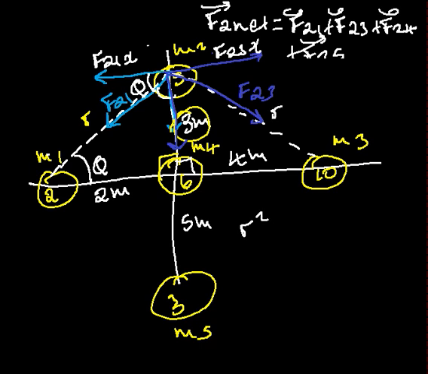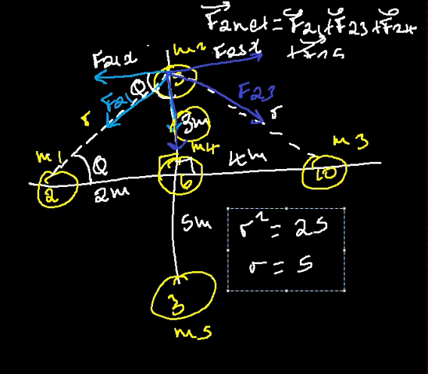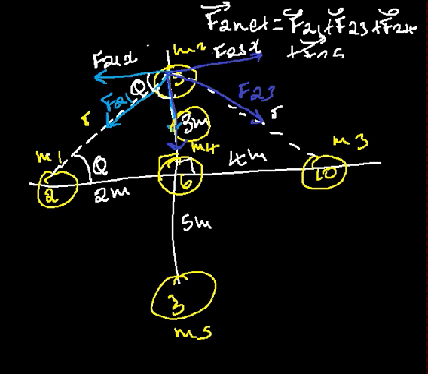R squared is 9 plus 16. What is 9 plus 16? That is 25. What is the square root of 25? That is 5. Therefore, the separation distance is 5 meters. So R corresponds to 5 meters.